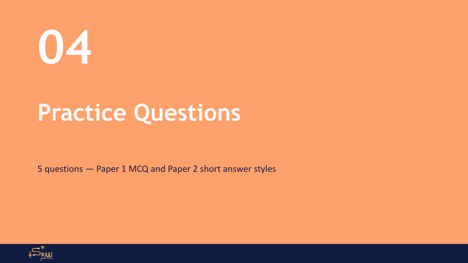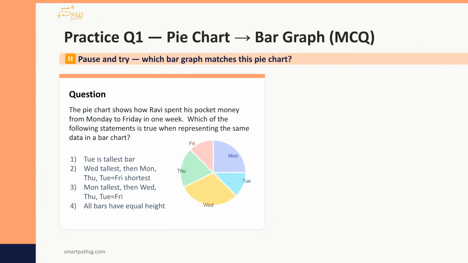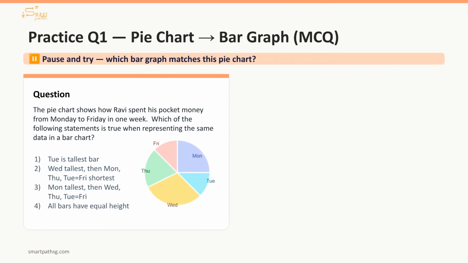Now that we have covered all 3 data graph types, we will practice with 5 questions covering Paper 1 MCQ and Paper 2 short answer styles. Practice question 1 is a pie chart to bar graph matching question. Pause the video and determine which bar graph statement is true based on the information in the pie chart.